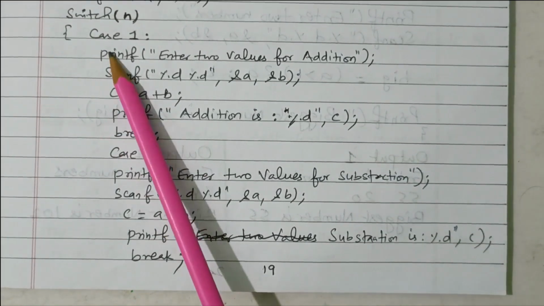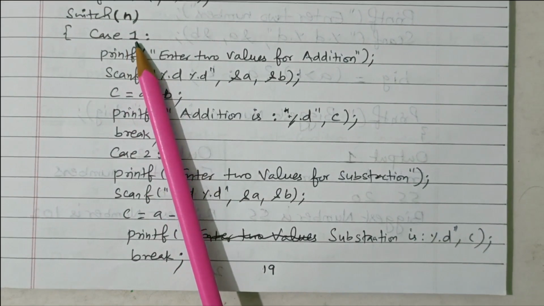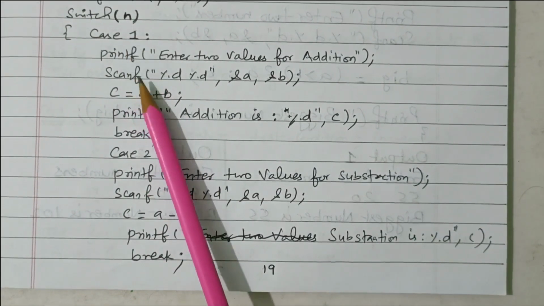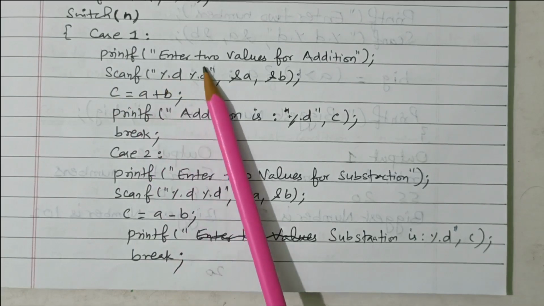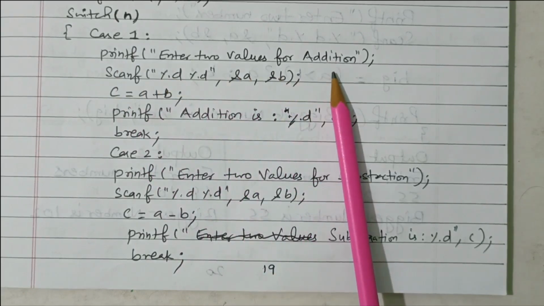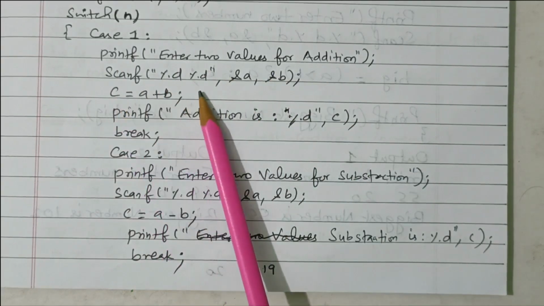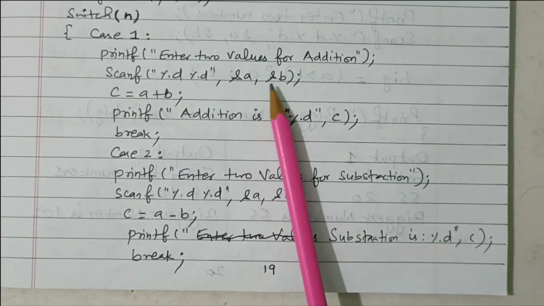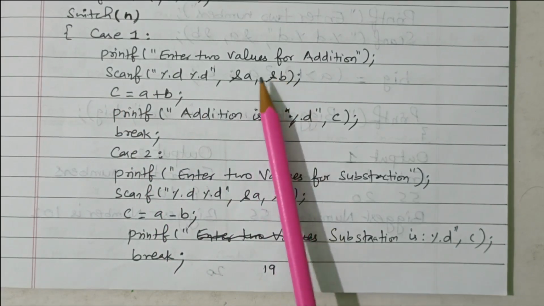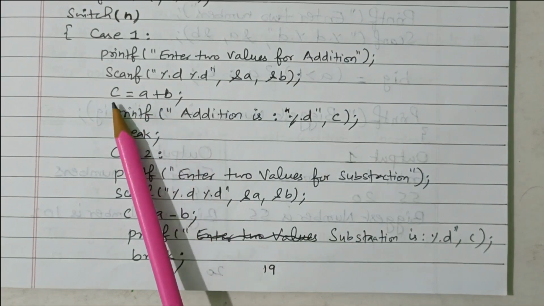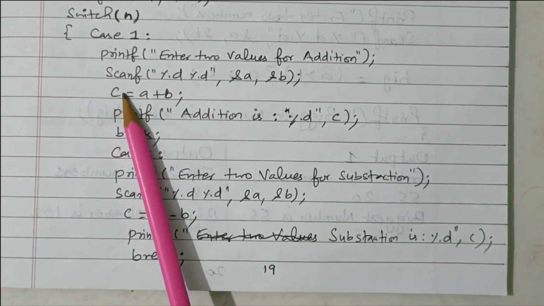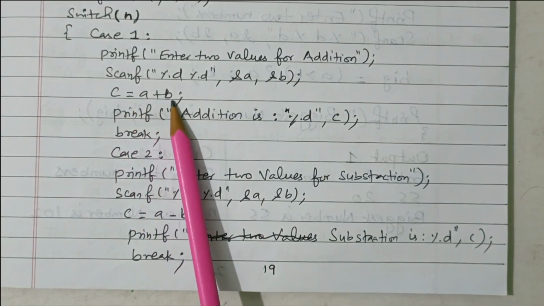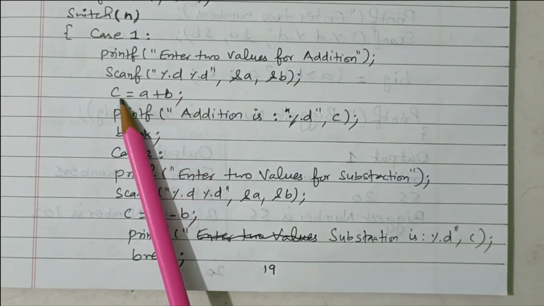Right. Case 1. Case 1 we have already given for addition. So printf of enter 2 values for addition. We ask the user to enter the 2 values. That is using scanf, these 2 values are scanned and stored in the variables A and B. And &A and &B means the addresses of A and B. Now we need to perform addition. We have one more variable used to store the answer. So C equal to A plus B. A and B will be added and stored in the variable C.